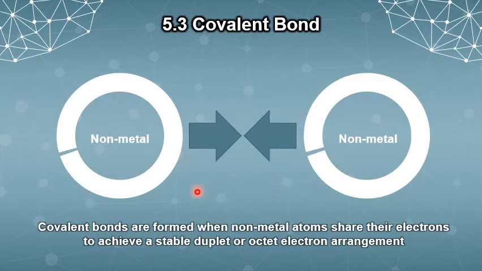Okay, so what is covalent bond? Covalent bonds are formed when non-metal atoms share their electrons to achieve a stable duplet or octet electron arrangement. So it is between non-metal atoms.